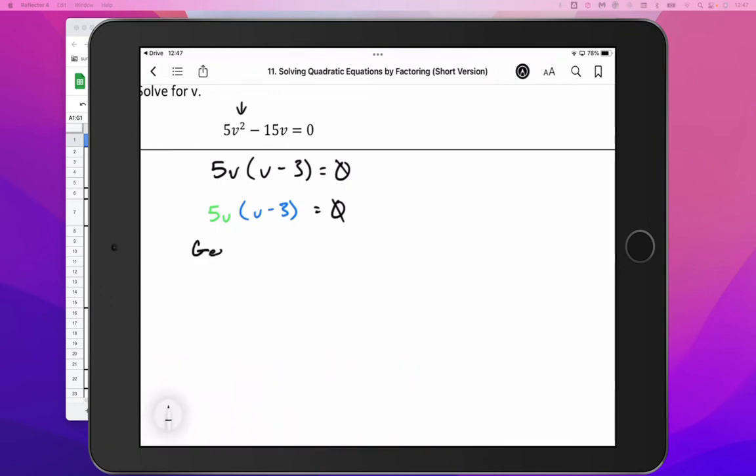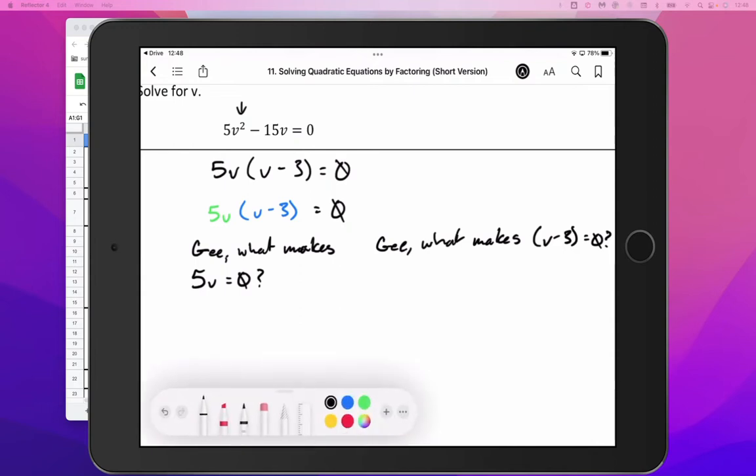Gee, what makes 5v equal to 0? And then the other question is, gee, what makes v minus 3 equal to 0? Because if the green one, the 5v, or the blue one, v minus 3, is equal to 0, that whole left side will be equal to 0 because anything multiplied by 0 is equal to 0. So to answer that question, we're going to just do it.